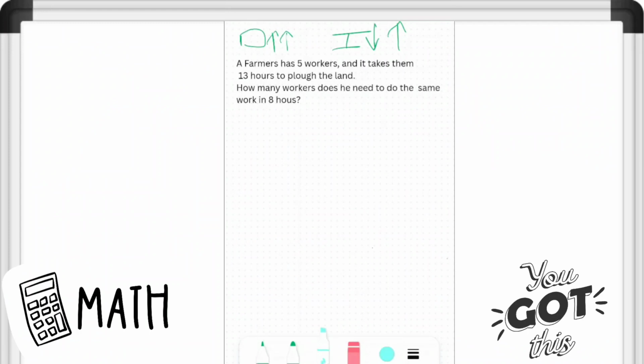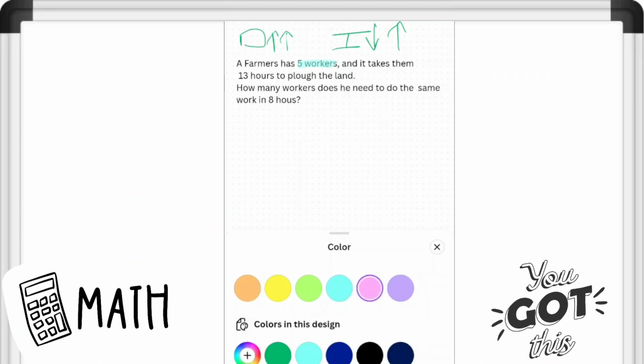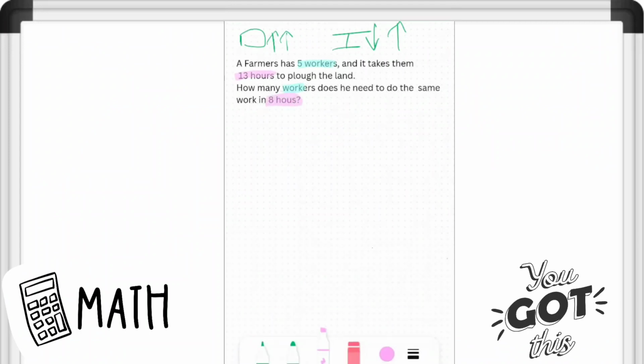So let's jump into our question. Remember to always analyze a question. A farmer has 5 workers, and it takes them 13 hours to plow the land. How many workers does he need to do the same job in 8 hours? Okay, you will notice here that I highlighted both the workers in one color and then the hours in another color. Direct proportion or indirect proportion is a multiplication sum.